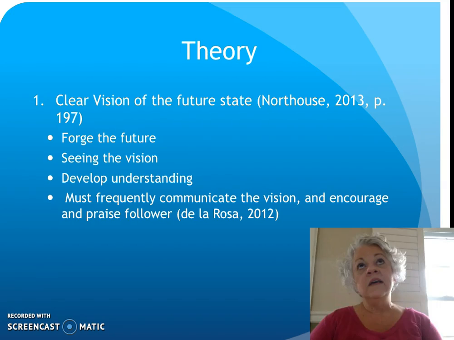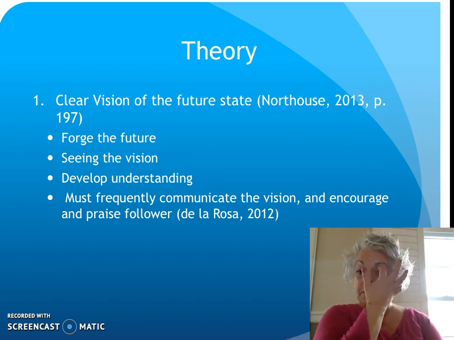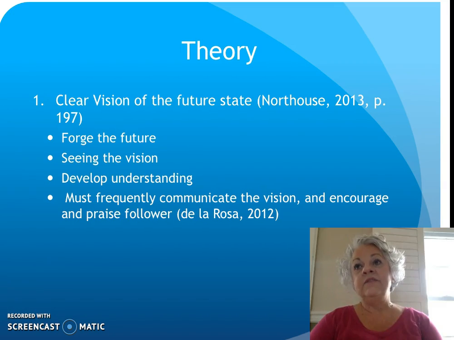I've heard a lot of people say, how do you know where you're going if you don't know how you're going to get there? You need to be able to look at it and see the future. You have to be able to forge the future and move on regardless of any obstacles that may be in your way. You have to be able to see the vision. You want to be able to see, what's it going to look like when I get there. You have to understand and develop and know how you're going to get there.